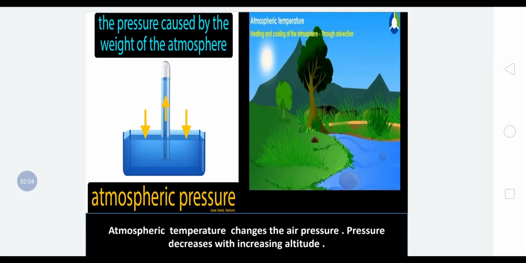That is why they say that when you go to the hills, your ears suddenly pop up, and this is all due to the drop in the air temperature and atmospheric pressure.